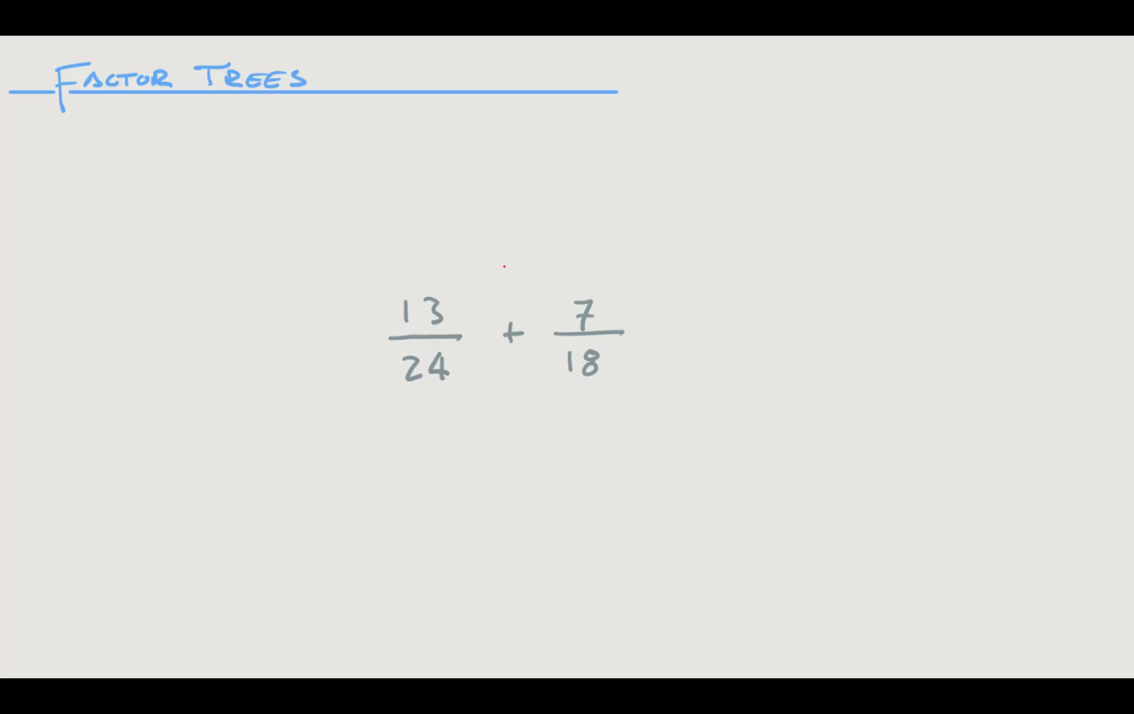All right, so back to this. We've got 13/24ths plus 7/18ths, and what I'm going to do is I'm going to make the factor trees for 24 and 18. And the thing I'm going to notice is that these things already have some factors in common. Namely, they already both have a 2 in common. They already both have a 3 in common.